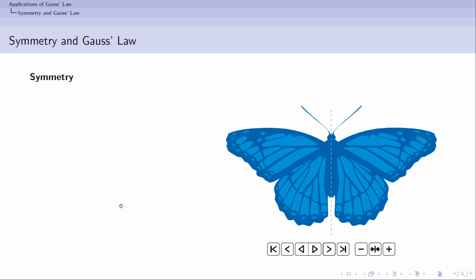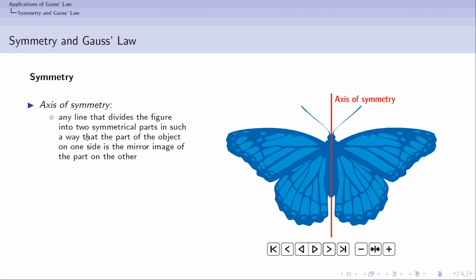So we define certain things. For instance, we define something called an axis of symmetry. What is the axis of symmetry? It is any line that divides the figure into two symmetrical parts such that the part of the object on one side is the mirror image of the other side. As you can see here, this red line is the axis of symmetry in the case of this butterfly. Whatever you see on the right side of this red line is the mirror image of whatever you see on the left side.